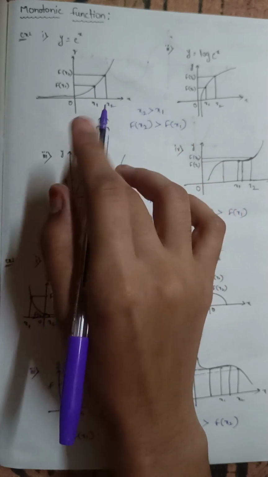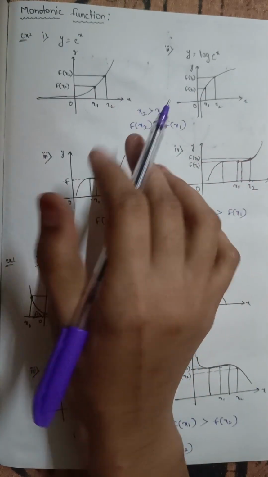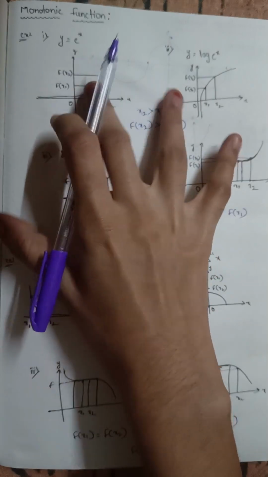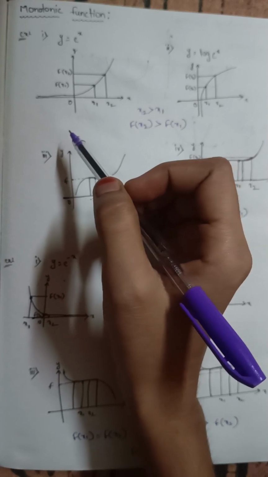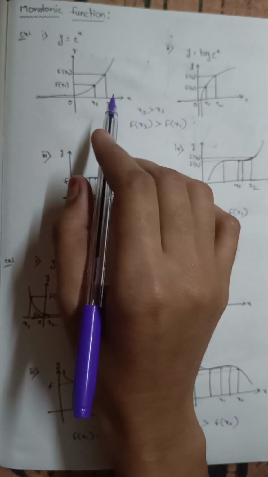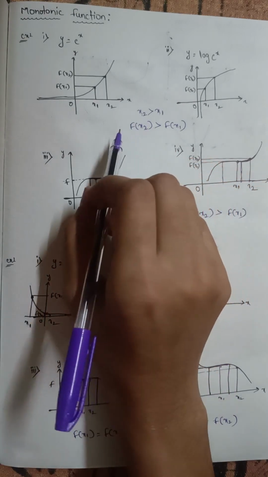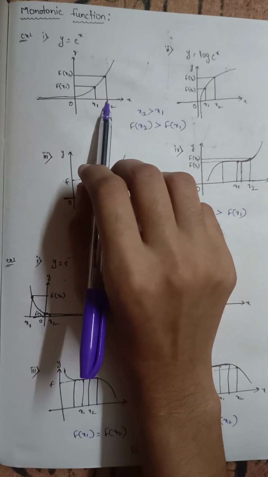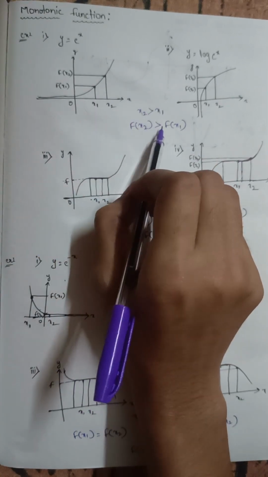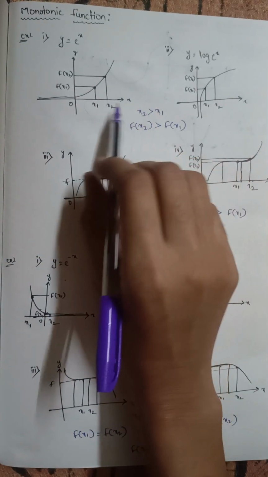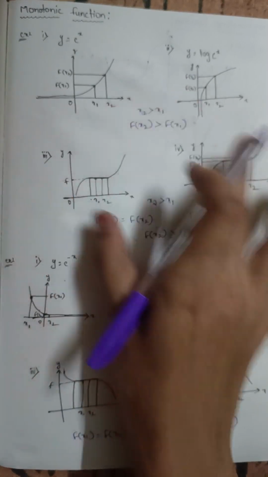In increasing function we have two types, strictly increasing and increasing. So these are the examples for strictly increasing function. In strictly increasing function there is no repetition of the function value, so it always increases. And here x2 value is greater than x1 value, so f of x2 is greater than f of x1. So these types of graphs we call strictly increasing function graphs.